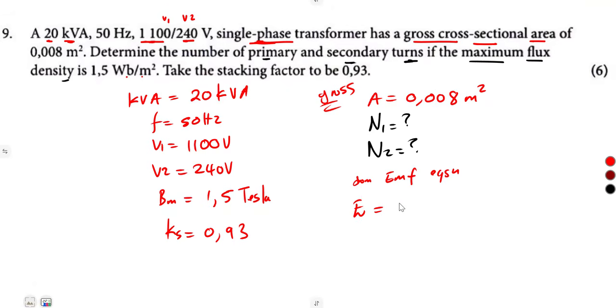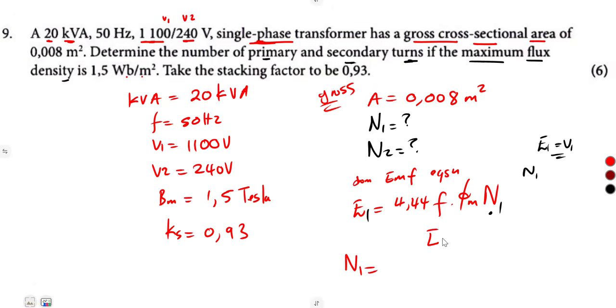So that's E is equal to 4.44 times frequency times maximum flux times N. So if, let's say, we're to find N1, this is E1, N1. And E1 is simply our V1. So if we are to make N1 the subject, it is equal to E1 over 4.44 times frequency times maximum magnetic flux, which we do not have. We have got E1, we've got frequency. So where can we have the maximum flux?